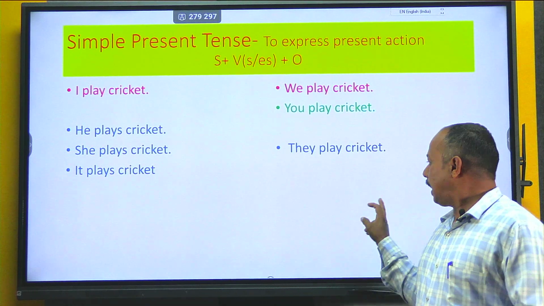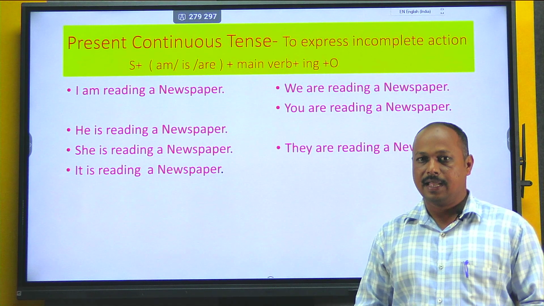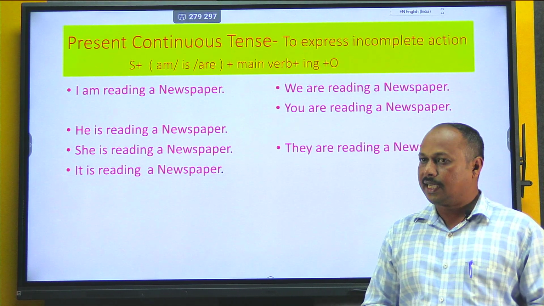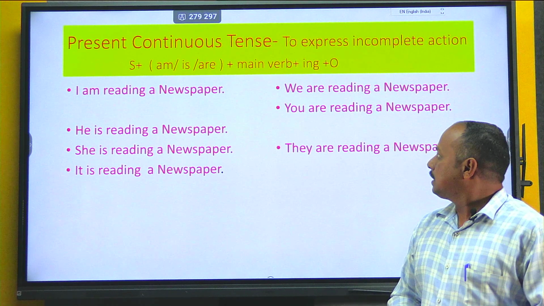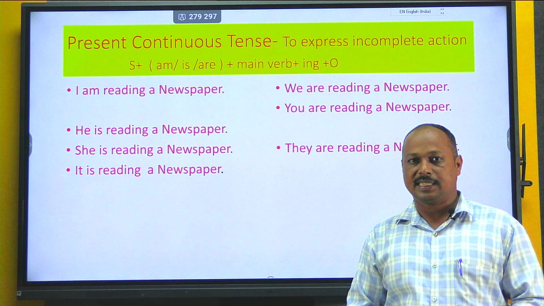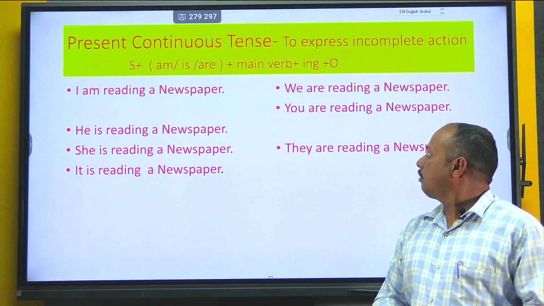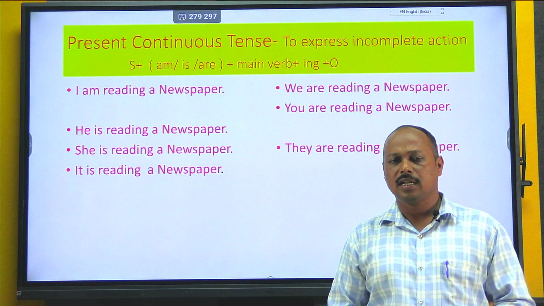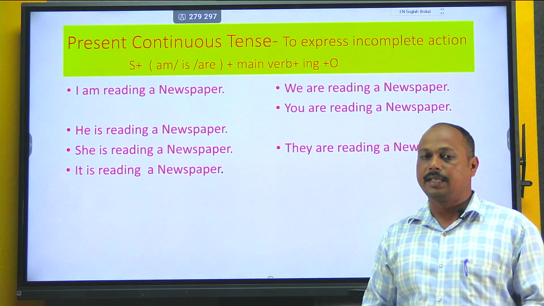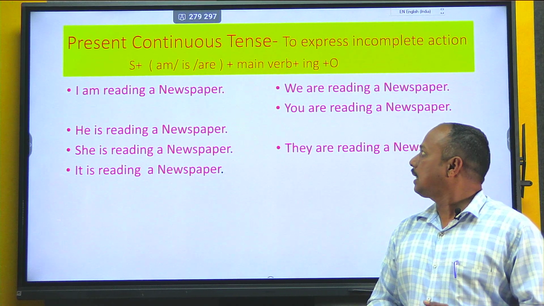Now we can see the second subtype of present tense, present continuous tense. The definition of present continuous tense: it means to express an incomplete action. The structure of present continuous tense is subject plus am, is, are plus verb ing plus object. I write some examples here of present continuous tense.